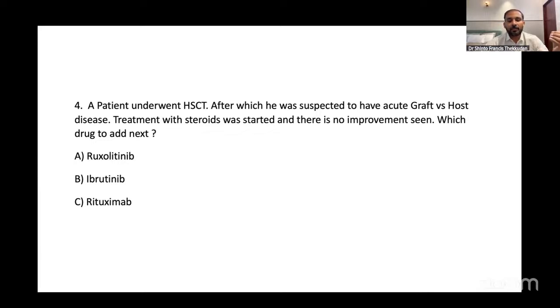Ibrutinib, we know, is a BTK inhibitor, Bruton tyrosine kinase inhibitor, commonly used in CLL, Waldenstrom, etc. And option C is rituximab, which is the first generation anti-CD20 monoclonal antibody used in various conditions, including B cell lymphomas and SLE. So all B cell blockage is done by the rituximab. So what would be the next step?